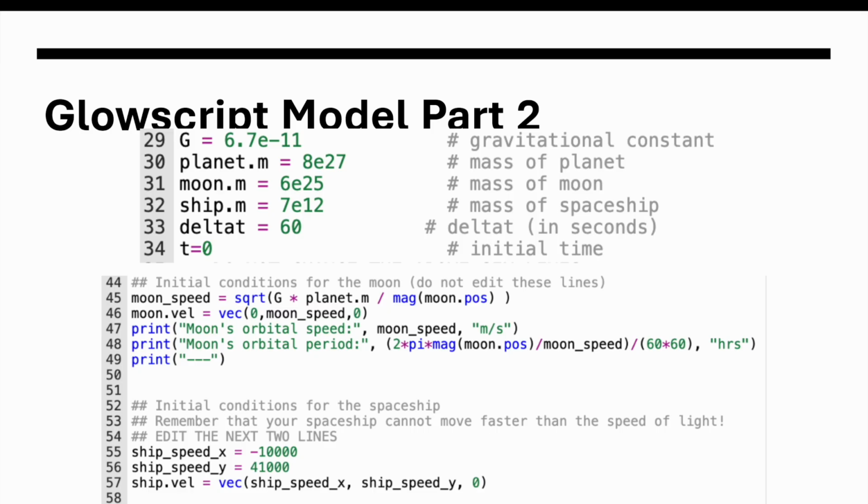I set the initial velocity of the moon so it orbited the planet, and then tested several initial velocities for the spaceship until it achieved an orbit that looped around both the moon and the planet without crashing. The velocity that worked best was around negative 10,000 in the x direction and positive 41,000 meters per second in the y direction.